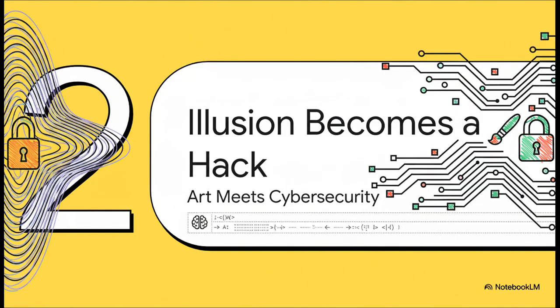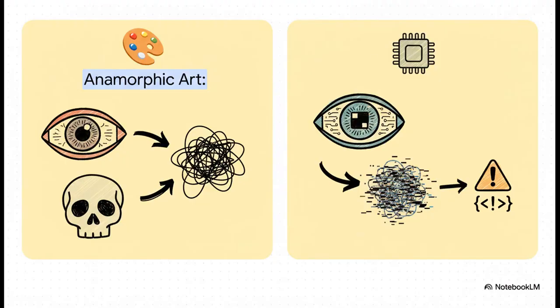And this is where our story takes a really dramatic turn. We're leaving the art museum and heading straight to the front lines of cybersecurity. Okay, check this out. It's the exact same core idea, but used for two completely different things hundreds of years apart. The target? It's not a person's eyes anymore. It's an AI model. And the goal? We're not trying to reveal a hidden picture. We're trying to reveal a hidden command.